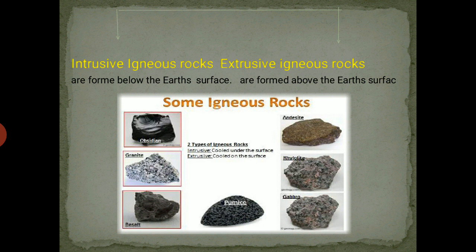Extrusive igneous rocks are the rocks that are formed above the earth's surface. But the difference is that these rocks have small crystals in them. Why? When this rock reaches the outer earth's surface, it gets exposed to the outer environmental conditions, rapid cooling takes place, or these rocks cool down quickly and small crystals are formed in extrusive igneous rocks. The examples of extrusive igneous rocks are basalt and obsidian.